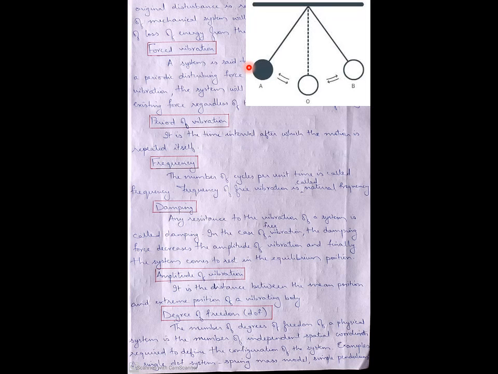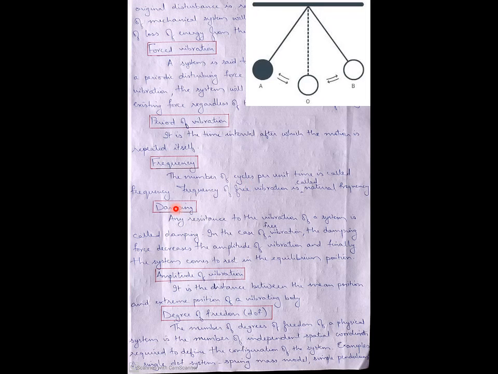Next term is frequency. What is frequency? The number of cycles per unit time is called frequency. Per unit time may be either in seconds or in minutes, which means the number of cycles completed per second, or the number of cycles completed per minute. That is frequency. Now we have already seen free vibration. The frequency of free vibration is called natural frequency. So natural frequency is just a term meaning the frequency of free vibration.